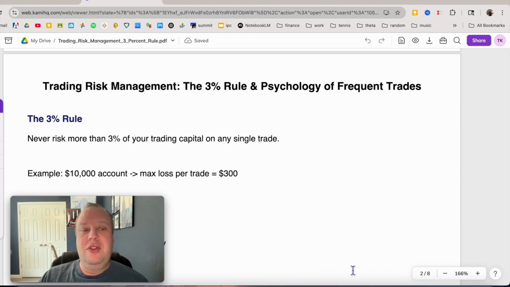3% rule psychology. What I would recommend is to never risk more than 3% of your total trading capital on any single trade. So for example, you have a $10,000 account and you multiply that by 3%, the max loss per trade would be $300. That doesn't mean that you're going to use $300 on your trade. That's just how much you're able to lose on a trade.